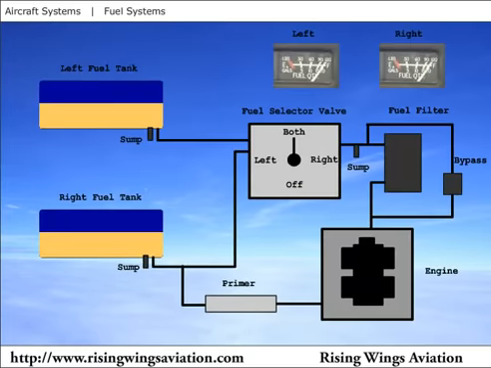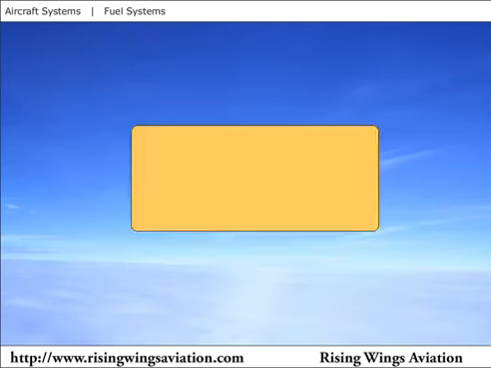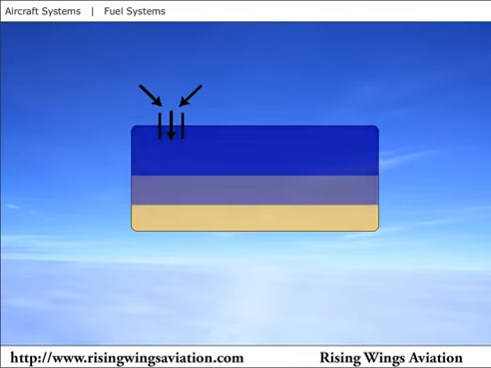The fuel system supplies the engine with fuel. Most training airplanes have two fuel tanks, one inside each wing. The fuel tanks are vented in order to allow air to enter each fuel tank as fuel is consumed.